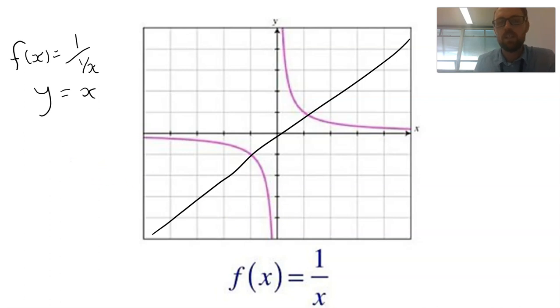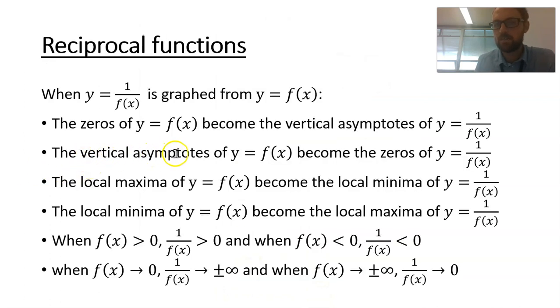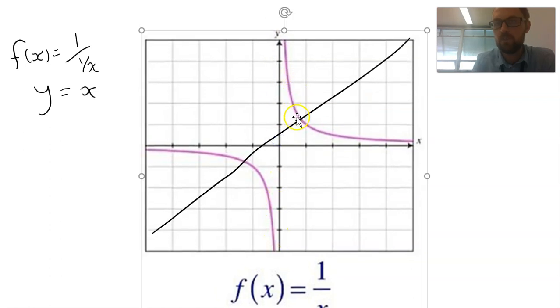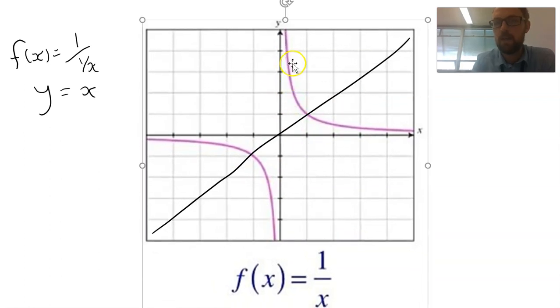Now if we look the other way, the vertical asymptote of y equals f of x becomes the 0 of the other one. So if we started with, like we did, 1 over x, we knew that was the vertical asymptote. We knew that was the vertical asymptote. So therefore, if we drew the reciprocal, which we did, we knew it had to go through 0. Okay, so those are the first 2.